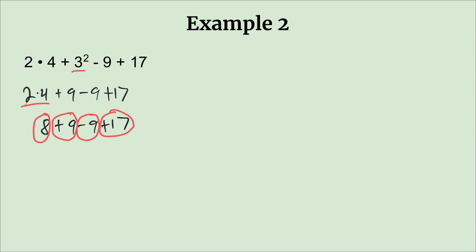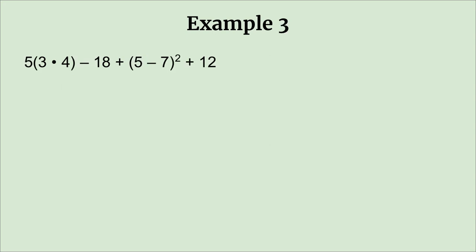So I'm going to actually start by adding these together because I see they're opposites. Positive 9 minus 9 gets you 0. So those cancel each other out, and you're just left with the 8 and the 17, which is the final answer of 25.